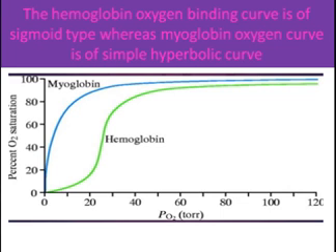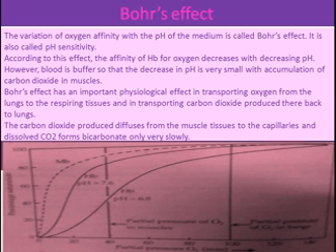So here are the two curves. One is for hemoglobin, the other is for myoglobin. The hemoglobin shows an oxygen binding curve of the sigmoidal type, whereas the myoglobin oxygen curve is of the hyperbolic type.